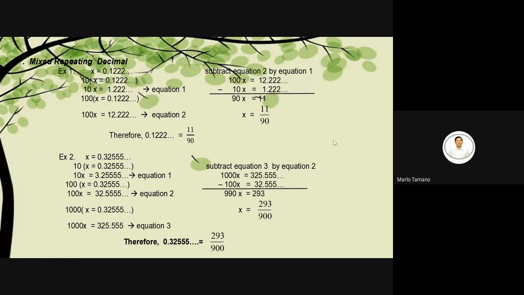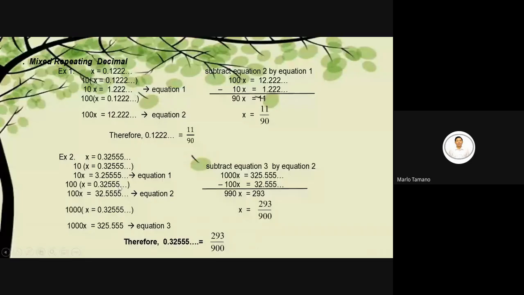Okay, so dito naman po sa number 2, pansinin ninyo, we have here, x is equal to 0.32555. Dalawa po yung stagnant dito. Ang nauulit lang or repeating decimal is 5. Okay, so multiply natin ng 10, so nagiging 10x. 10 times 0.32555, that is 3.2555. That is your equation number 1. Ang equation number 2 nyo naman po ay 100 times x is 100x.